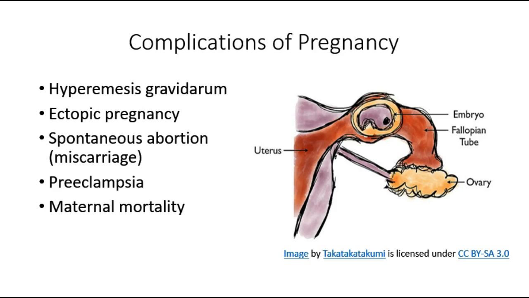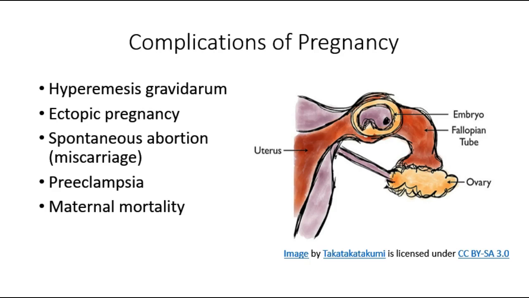Preeclampsia, which I mentioned earlier, also known as toxemia, is a really high blood pressure and causes a leakage of protein into the urine, which is a kidney issue. Swelling happens. It's the most common complication of pregnancy. It can cause seizures, which then it becomes eclampsia, which is the second leading cause of maternal death in the U.S. So it's really important to monitor this.